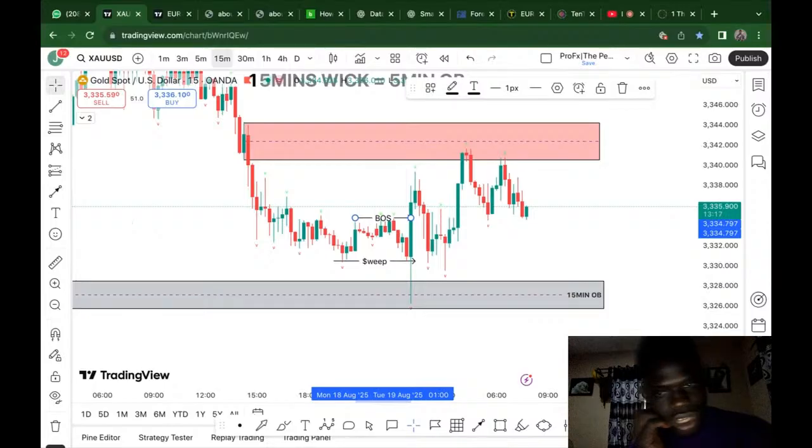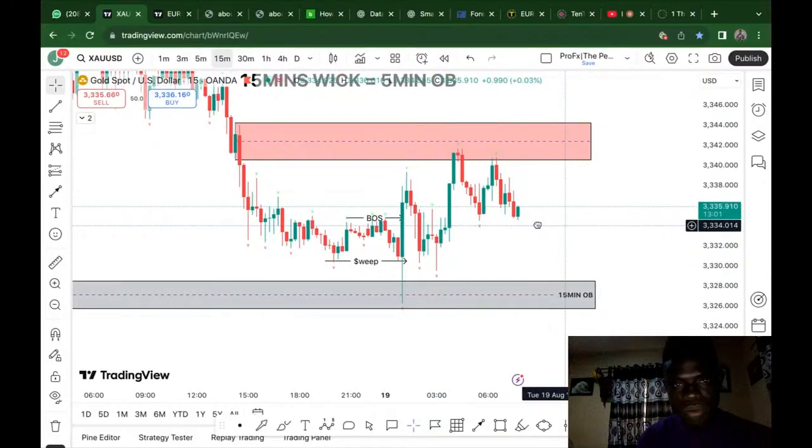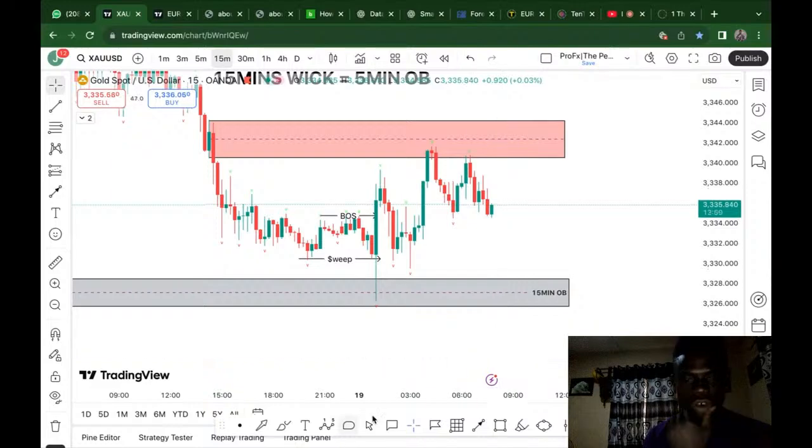Type on the chat box, everybody. A sweep and a break equals direction. A sweep and a break of structure equals direction. Sweep plus BOS equals direction.